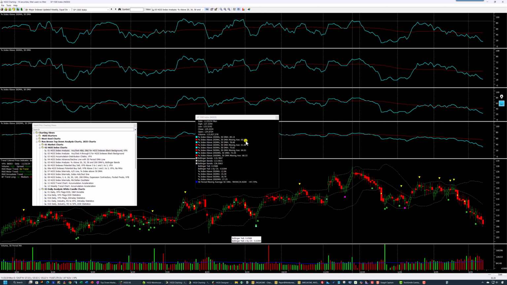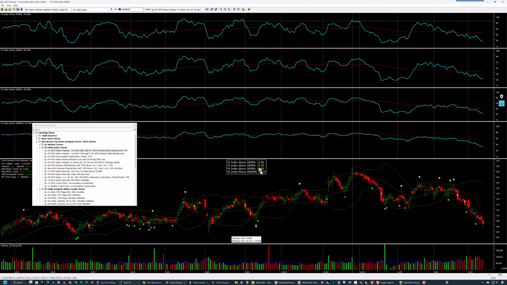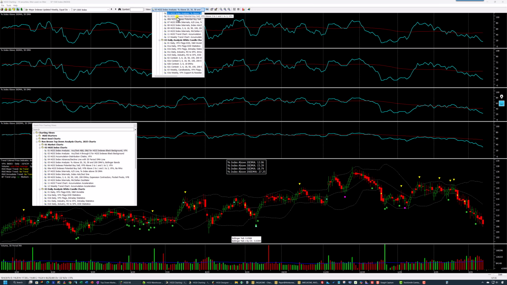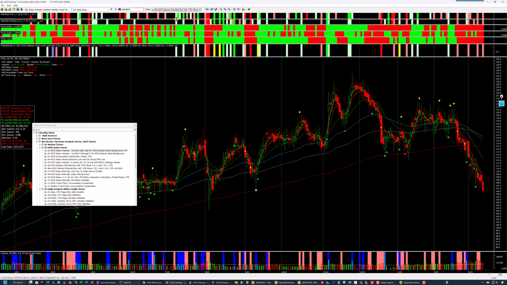Above the 50 was 78.68. Look at these numbers now. It just shows you how much distribution there has been. Now, once again, you can do this with any index. This is something I put together maybe 15 years ago.